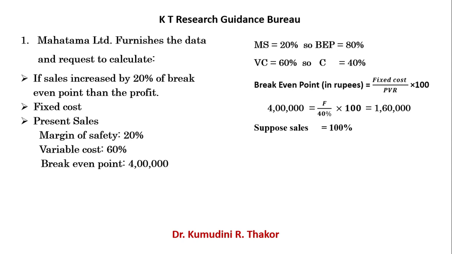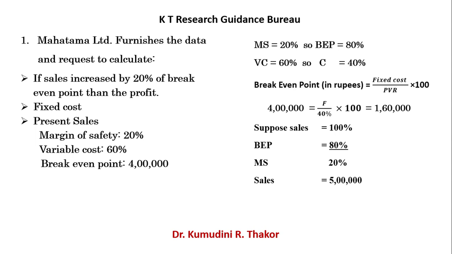Suppose your sales is 100% and it increased by 20%, but your BEP sales is at 80% level. So your margin of safety is 20%. This way you can find out. Otherwise, orally also you can calculate. Sales is equal to 5 lakhs. How can you find out?